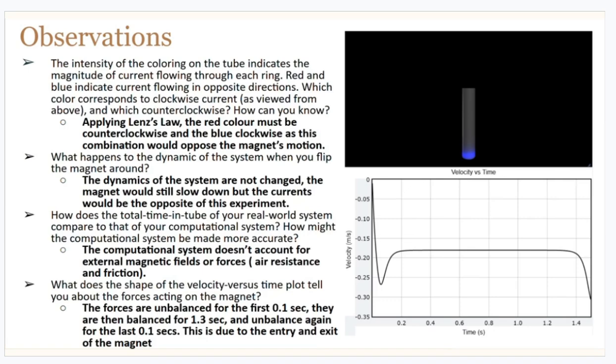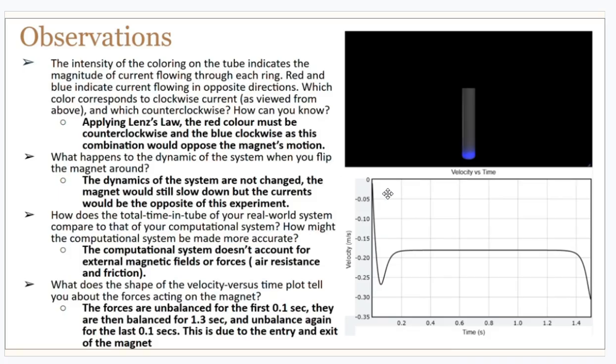How does the total time through the tube of the real-world system compare to the computational system? The computational system doesn't account for some outside forces like air resistance and friction, for example the magnet tumbling down as well as being slowed by the Lorentz force. You can see here it's just a smooth graph that's not affected by anything else. The forces are unbalanced for the first 0.1 seconds, and then they're balanced for the next 1.3 seconds as it moves through the tube. Then it speeds up again after it leaves the tube.